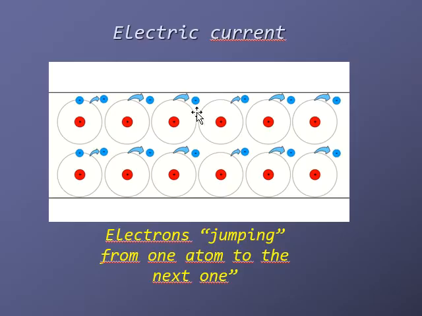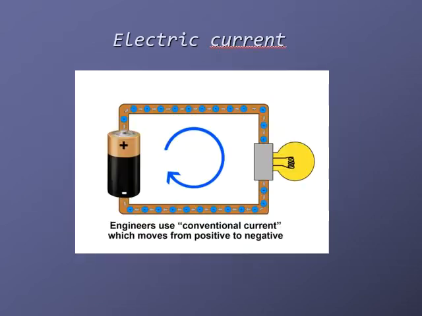So you remember the current is the flow of electrons through a wire or a conductor. The electrons go jumping from one atom to another. This is what we call electric current. So when we have a circuit, the electrons are going through the wire. So this is the electric current.